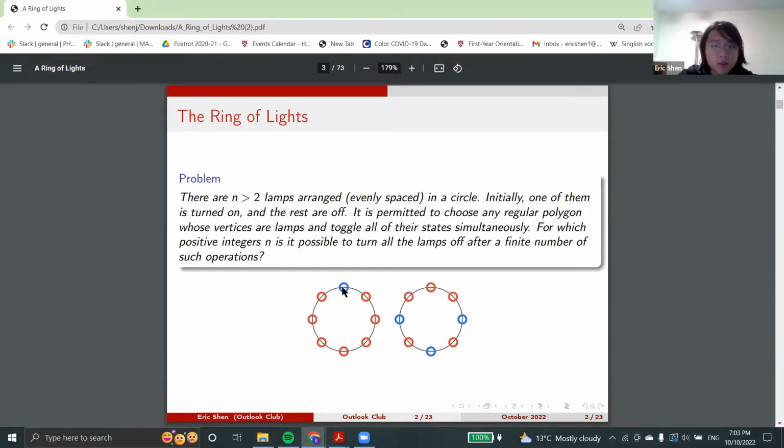For example, we can choose this square here, which is like a diamond, and toggle all their states, as in turn the ones on to off and off to on. So in this diamond, we turn the top one from on to off, and the other three, the left one, right one, and bottom one, from off to on. And so we go from this state on the left to the state on the right. We want to find for what positive integers n it is possible to turn all the lamps off after a finite number of such operations. Okay, so that's the question.